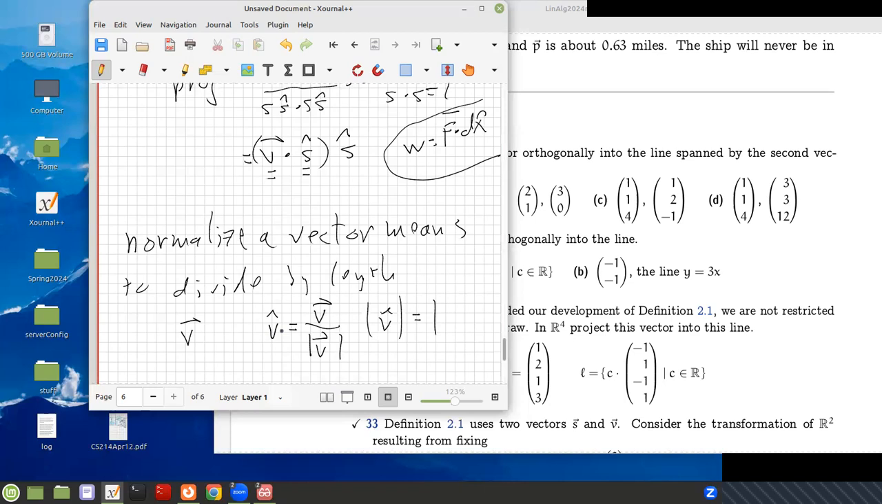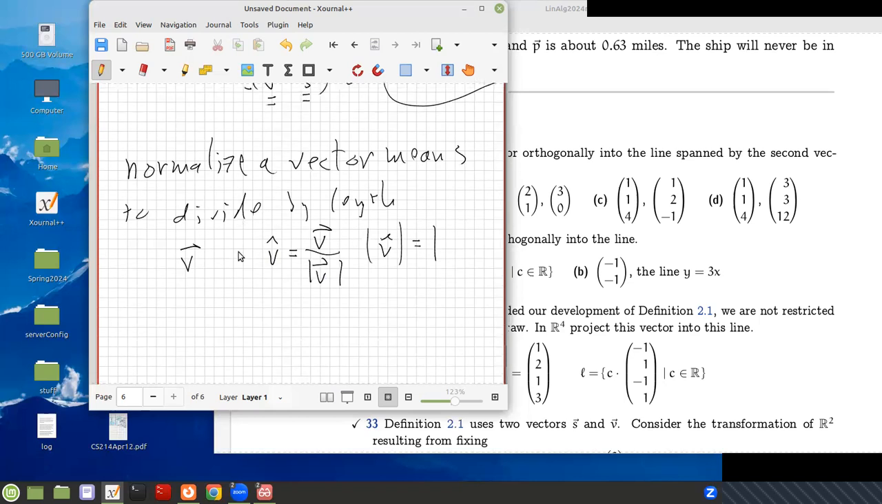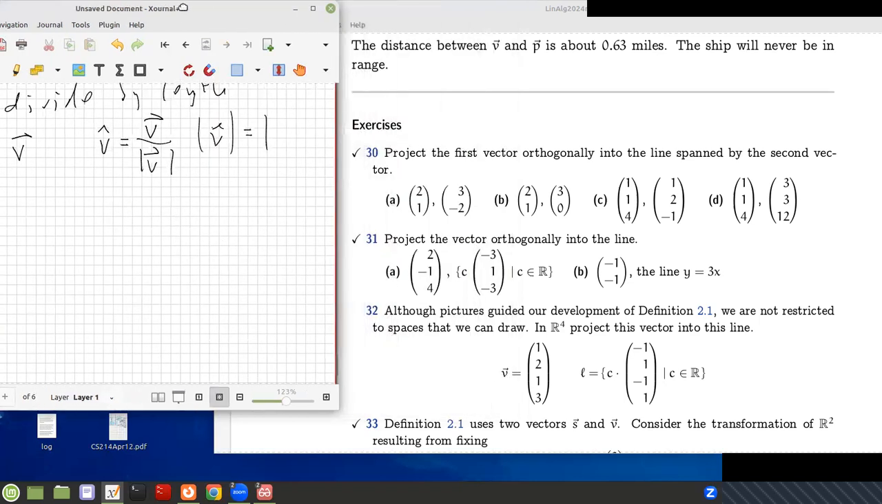Sometimes that's useful. Oftentimes, though, because this is a square root, it makes things really messy. So oftentimes we'll try to delay normalizing anything until the very end, or never do it at all. Okay.